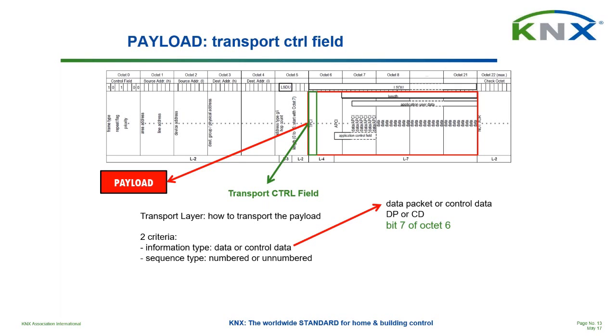So again, information type, whether this is a data packet or control data, indicated with DP or CD. It's always bit 6 of Octet 7. And here numbered or unnumbered, N or U, that's bit 6 of Octet 6. And this will then render the following combinations. For example, numbered data packet or unnumbered data packet, and so on.